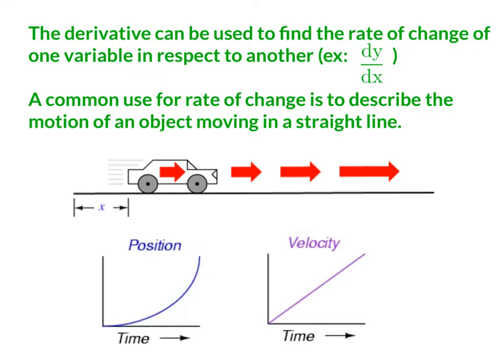A common use for rate of change is to describe the motion of an object moving in a straight line. So a car moving horizontally, or a ball that's launched in the air moving vertically. Often those are graphed as either horizontal or vertical lines to show a starting point and an ending point. If the graph moves to the right or up, that's moving in a positive direction, and if it goes down or to the left, it's moving in a negative direction. And what we can do with rate of change is talk about an object's position over time and its velocity over time.